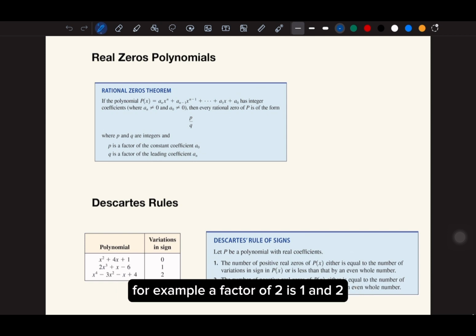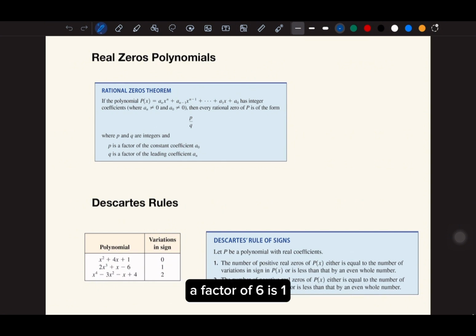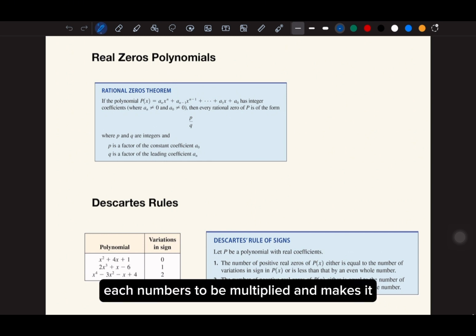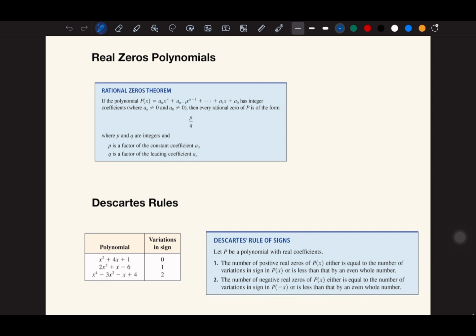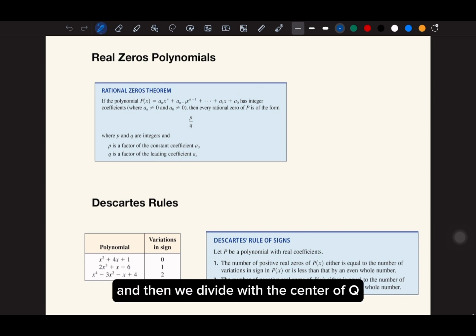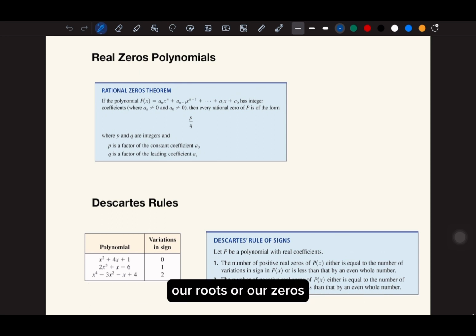For example, the factors of 2 are 1 and 2. The factors of 5 are 1 and 5. The factors of 6 are 1, 2, 3, and 6. It's possible for these numbers to be multiplied to result in 6 as the final number. Okay? And then we divide by the factors of q. So the result is we have some possibilities, and based on the possibilities, those will be our roots or our zeros.